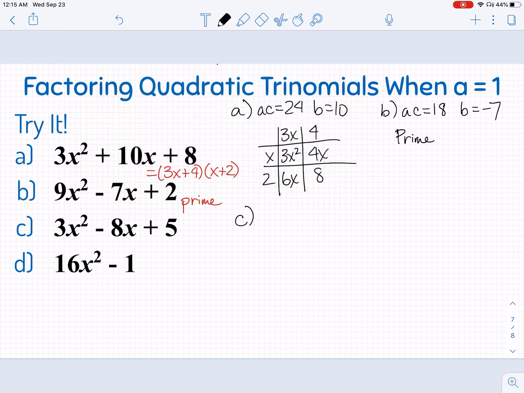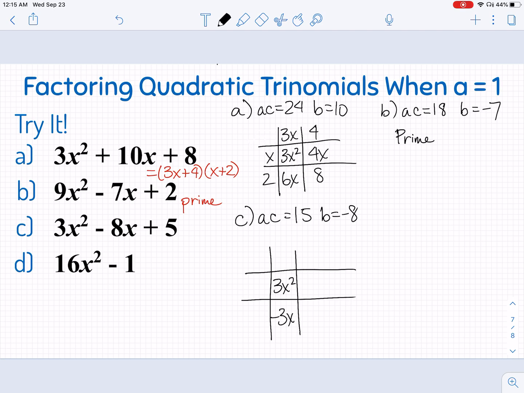Let's look at part C. We're looking for factors of 15 with a sum of negative 8. So in this case, that is negative 3 and negative 5. When I GCF each row and each column, I end up that my answer is 3x minus 5 and x minus 1.